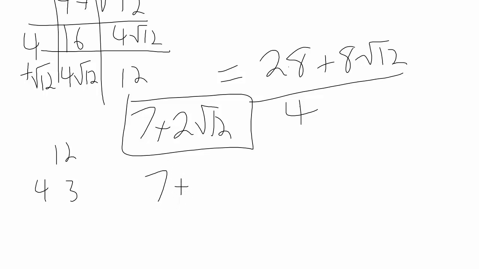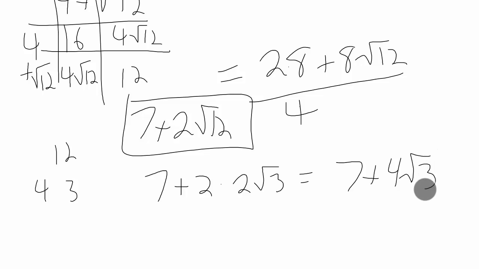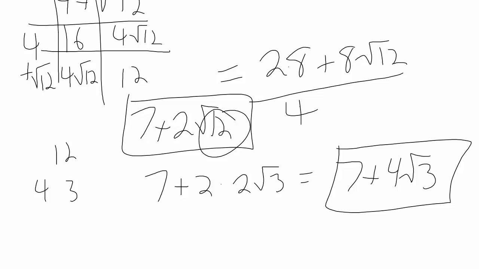7 plus, there's the 2, but then square root of 12 is square root of 4 times square root of 3. So that's 2 square root of 3. So this is actually 7 plus 4 square root of 3. That's your final answer if you reduce. That's right.